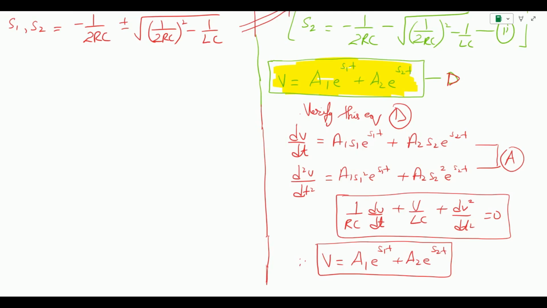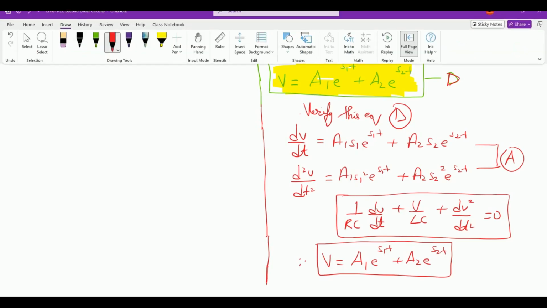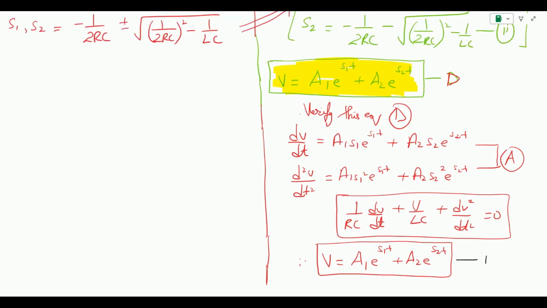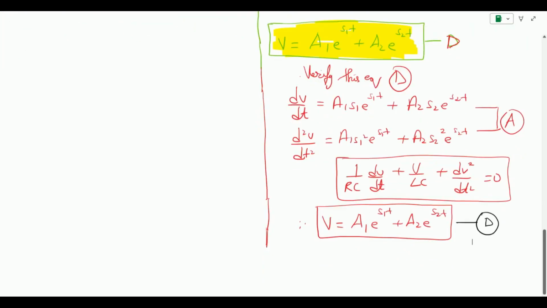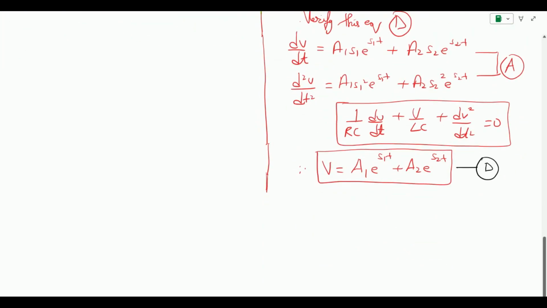Now let us see what information we have inside this important equation number D, which is also shown over here. This equation basically gives us a few constants and a few exponentials. So we can say that this equation has the constants A1 and A2.